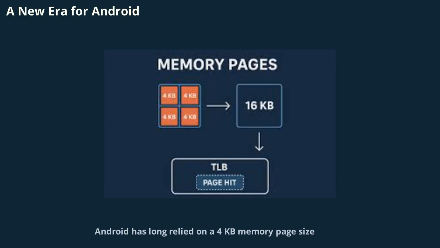Android has long relied on a 4 KB memory page size, a detail so consistent that most developers never gave it a second thought. But with the release of Android 15, Google is shaking things up by introducing support for 16 KB memory pages. This isn't just a minor technical tweak, it's a change that will impact how apps are built, tested, and even whether they're allowed on the Play Store. In this video, we'll break down what this shift means for developers and users, and why acting now is crucial for anyone building Android apps.